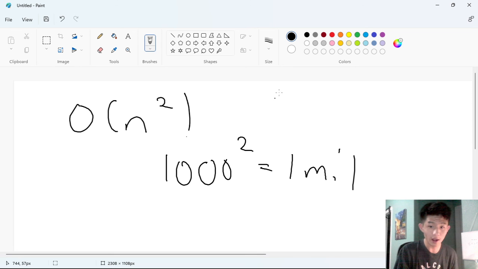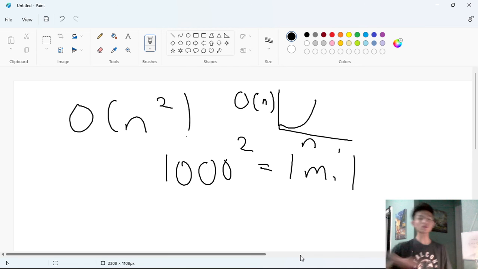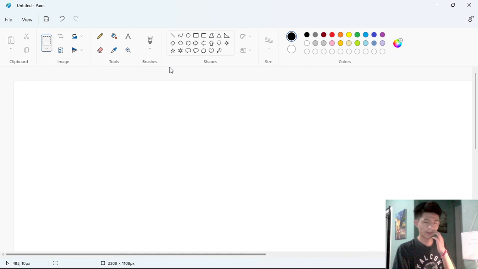Okay, and then the graph corresponding to it, where this would be O of n, and this would be n, it's going to make a parabolic relationship, right? As n gets bigger, the amount of operations grows exponentially. And yeah, that's all time complexity is.